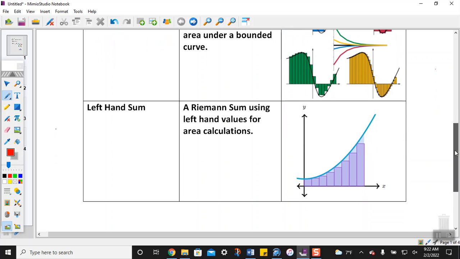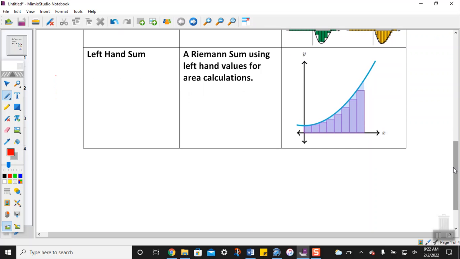What's a left-hand sum first? So I think you have this idea that the area under a curve is going to be the sum of a bunch of rectangles. Okay. A left-hand sum is a Riemann sum using a left-hand value for area calculations. So I'm going to use this bar right here. Here's f of x right here. Your function f of x, it lies right there for you guys.